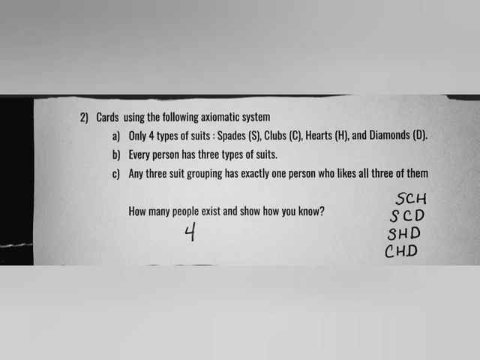We know there are 4 suits. Every person gets 3 different suits. Any suit grouping has exactly one person who likes all 3. So, I made a list. I have first spades, clubs, hearts; spades, clubs, diamonds; spades, hearts, diamonds; and clubs, hearts, diamonds. Those are all 4 different ways you can organize it, which means there are only 4 different people.